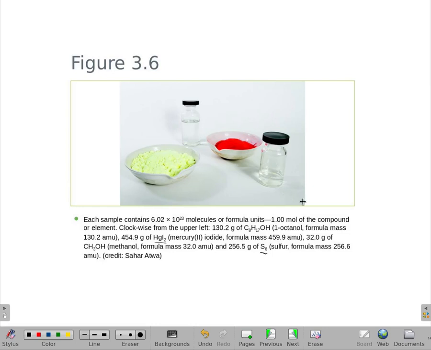But each of those contains 1 mole worth of atoms, and they got that by just weighing it out. The weight here is the molecular weight of octanol. The weight here is the molecular weight of mercury iodide. And that's what they did. They actually flat out weighed it out and determined the mass.